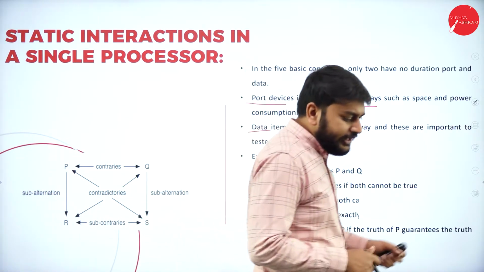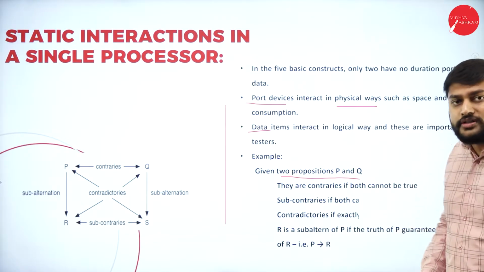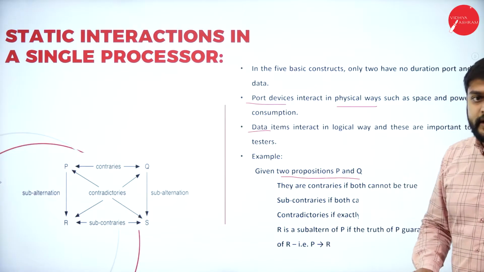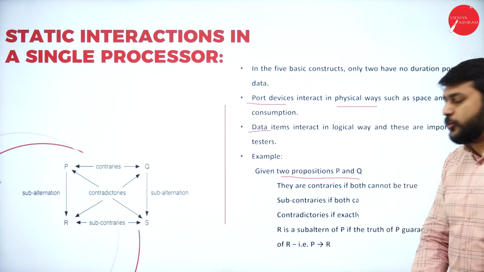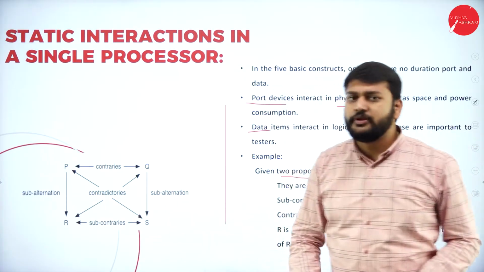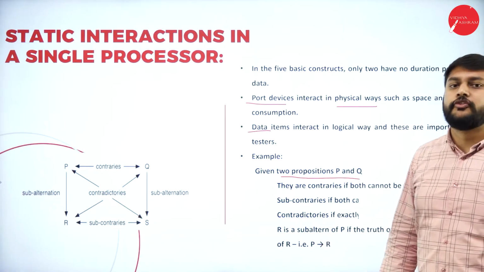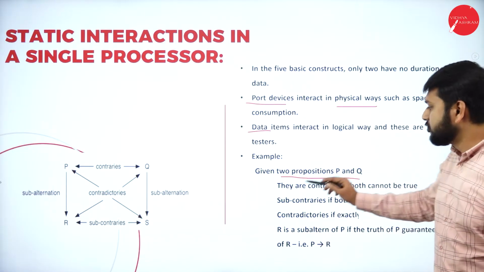So fine, I have an example now. What is the example that they are giving? They are assuming two propositions. What is that? P and Q. So please understand, they have given 4 points, and they have given some example, some diagram to understand these 4 points. Let me make it very simple for all of you. Listen to me carefully. What is the first point that they have given?